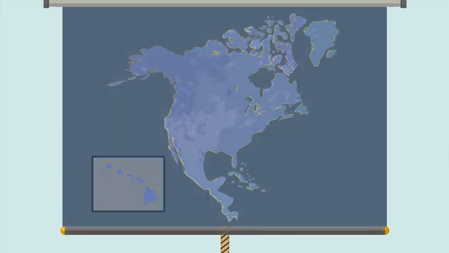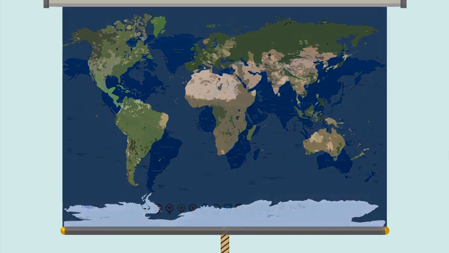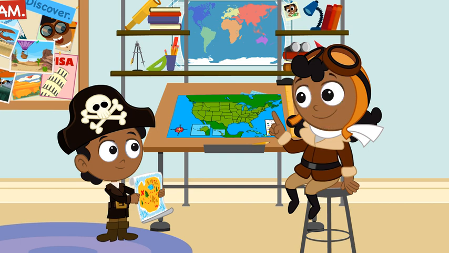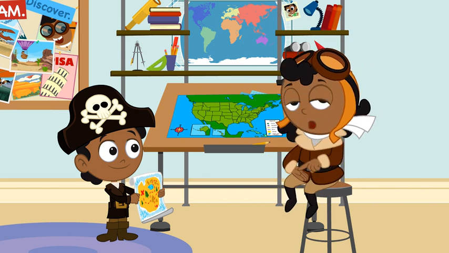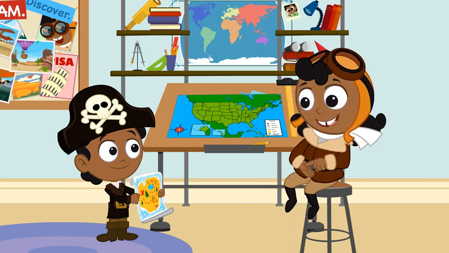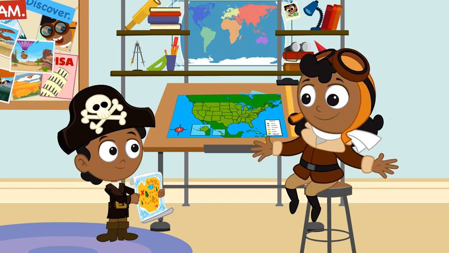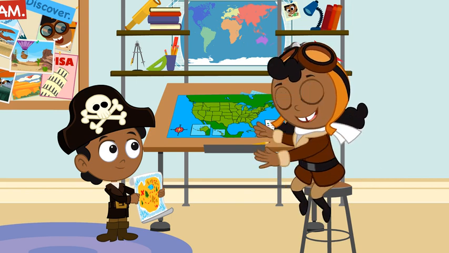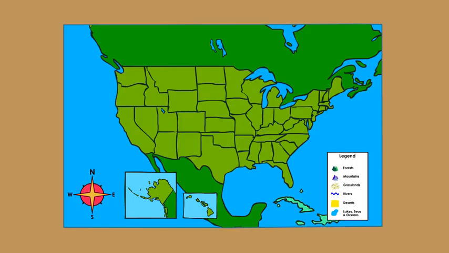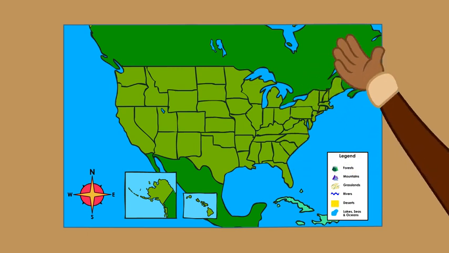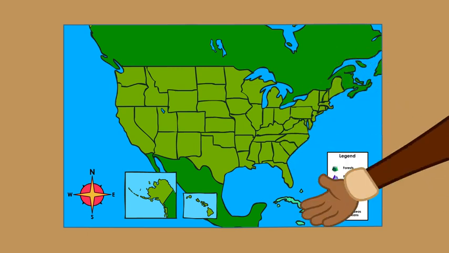Some maps show the continents and oceans and countries in the world. But maps can also show you things you would see if you lived in those countries, like mountains, forests, deserts, rivers, and lakes. Like this map of the United States I'm working on. I'm making this map to show people some of the interesting parts of the United States.